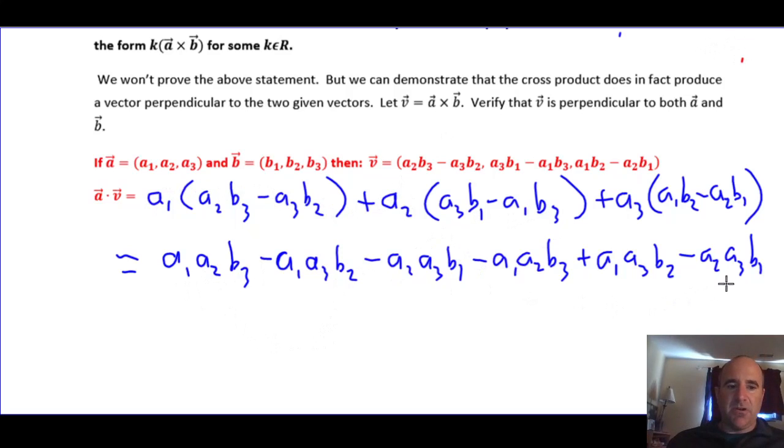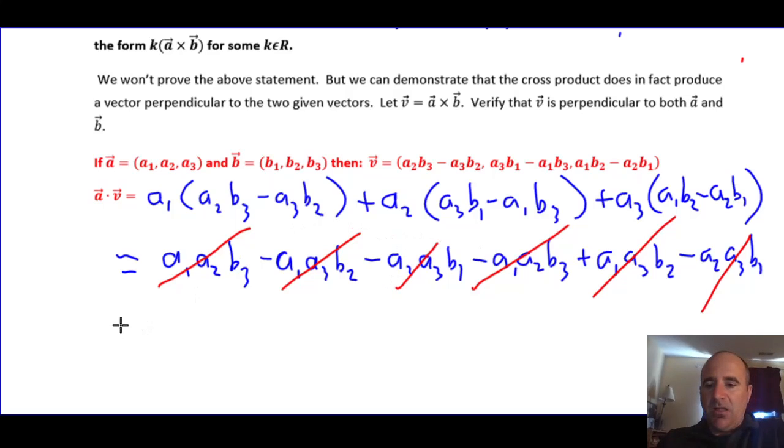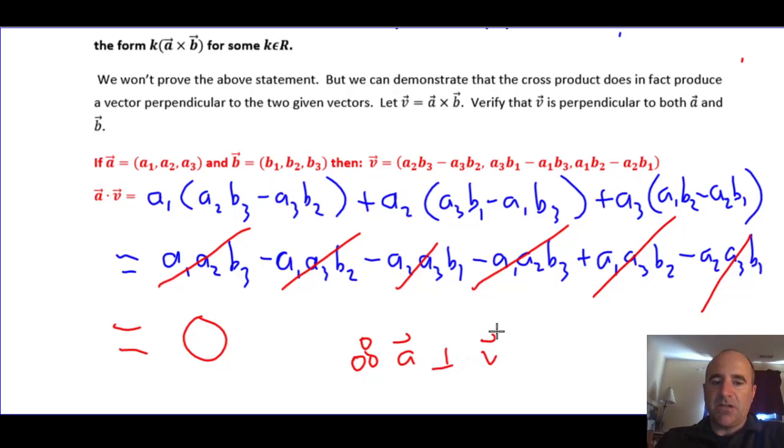A1, A2, B3 minus A, do I have anything else like that? A1, A2, B3, sure enough, here and here are the negatives of each other. I have an A1, A3, B2, there's a negative of that and an adding, and then look at the last two cancel out as well, and sure enough we get 0. Therefore A and V are in fact perpendicular vectors.